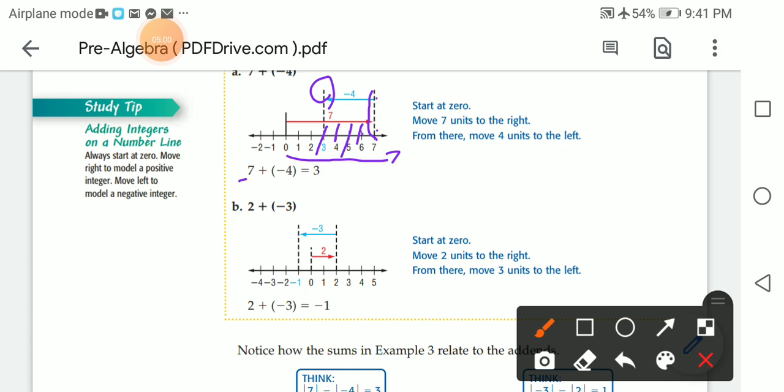What should we do? Okay, we can say something very easy. If I have different signs, I just make a subtraction. 7 minus 4 gives me 3. And for the sign, I'll take the sign of the greater digit. The greater digit here, 7 or 4, is 7, and its sign is positive, so the answer is positive 3. Okay, easy now.